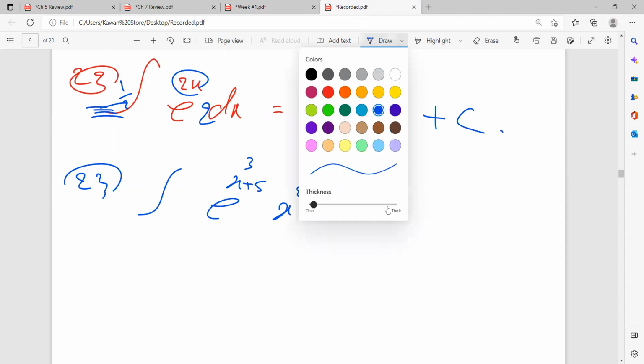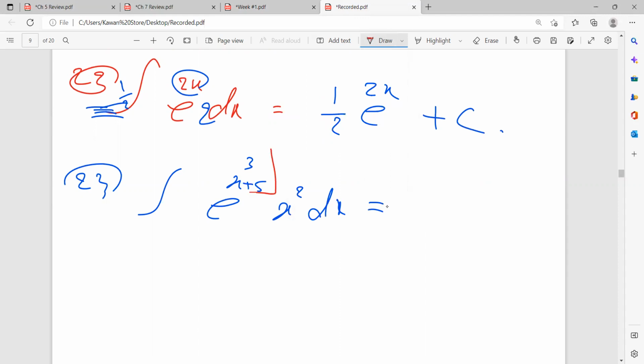We need the derivative of the hat, d hat. Do not forget about that word. This will help you remember during the exam. So we have e hat, so e hat d hat. The derivative of here will be 3x squared. So in that case, we say 1 over 3 times itself, e to power that, plus c. You got it, dears? Good.